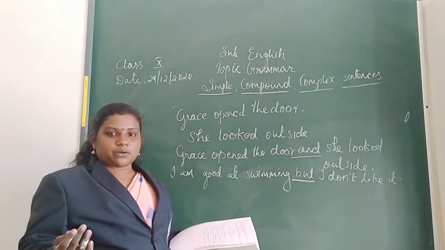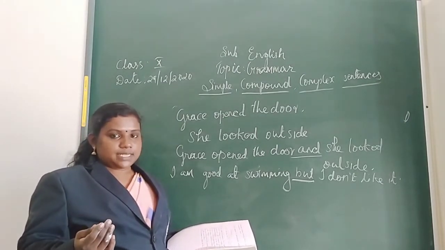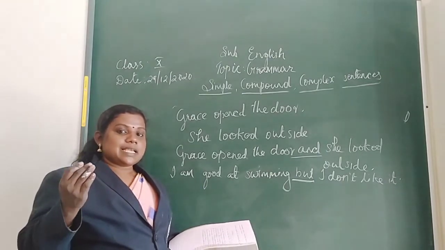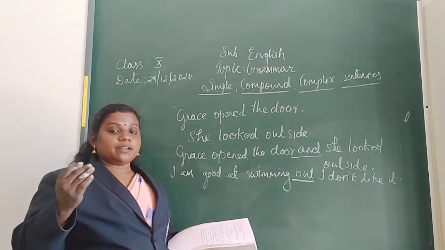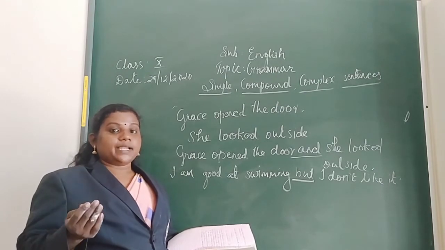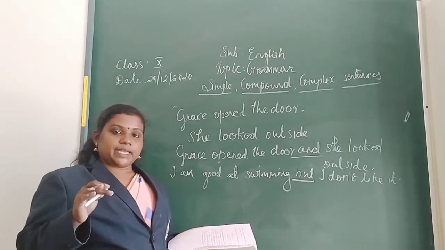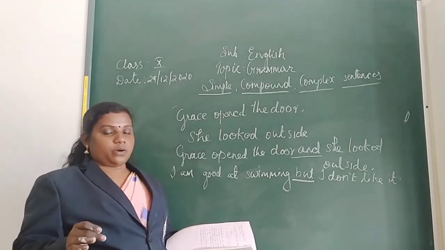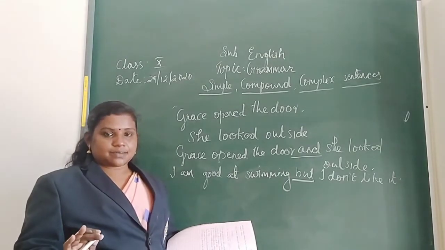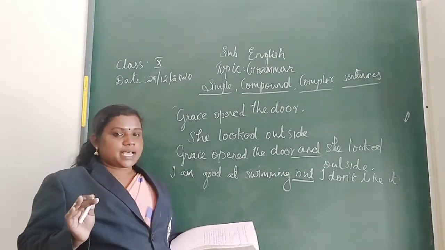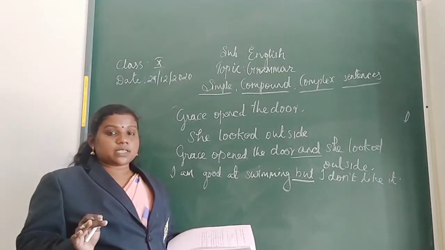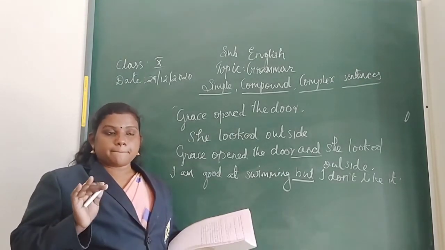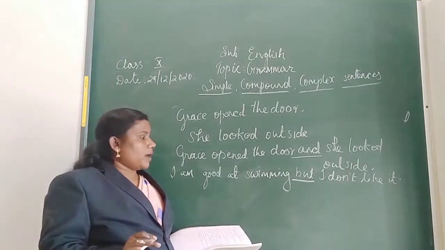Which word? FANBOYS. Okay. So what is a compound sentence? A compound sentence includes two independent clauses which are connected by coordinate conjunctions. Okay. Independent ideas, independent clauses, each of which has complete meaning. That's a compound sentence.